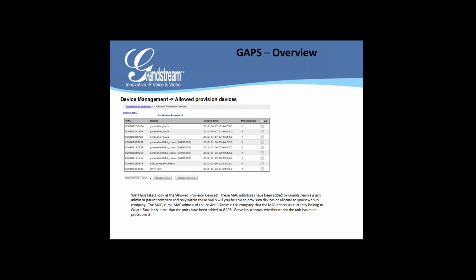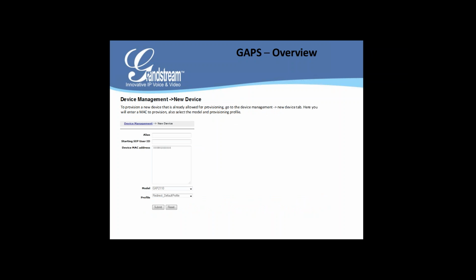This is where you add a new device. Actually, excuse me, we skipped one step. On this page, there is one link missing. It's called Input MAC, and that's where we'll input the MAC address and assign it to your account. So you wouldn't see that link there. Excuse me for that diversion.